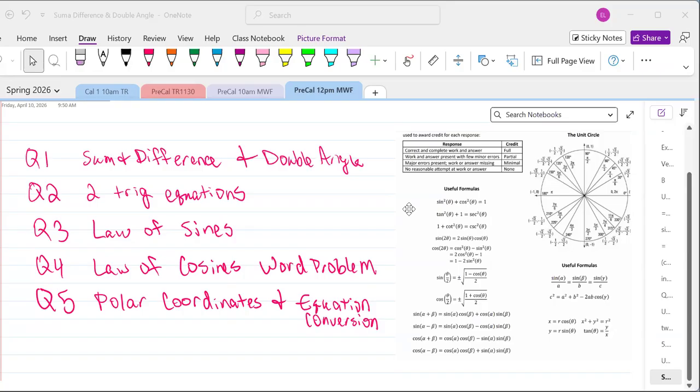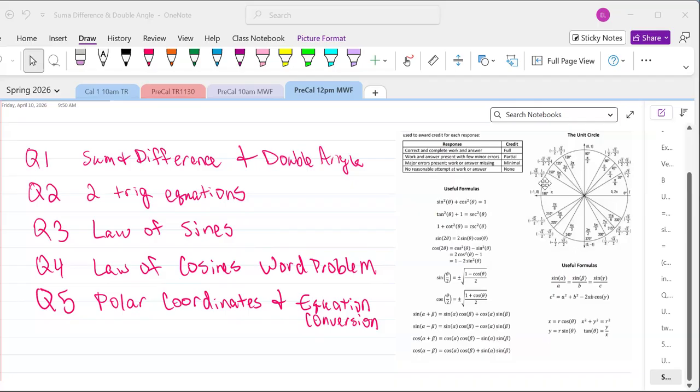All right, so here is the structure for the test. So again, 5 questions. The first question is going to be a sum and difference formula and double angle formula question based on the same angles. Then we're going to have 2 trig equations to solve. Then a law of sines question, a law of cosines word problem, and then polar coordinates and an equation conversion.